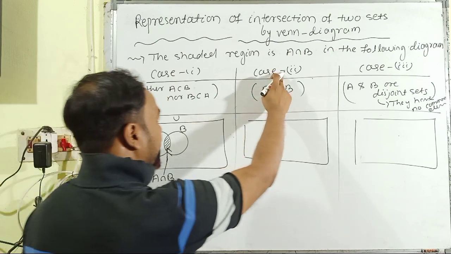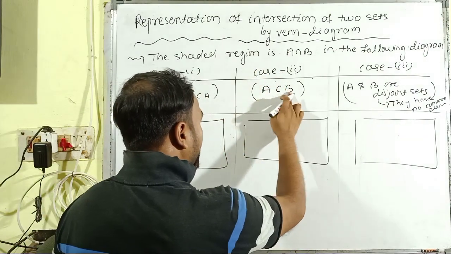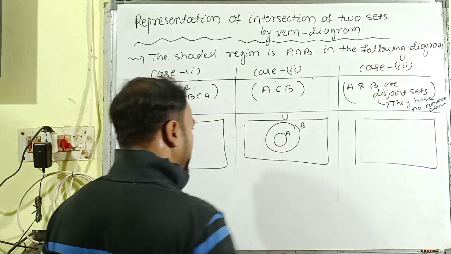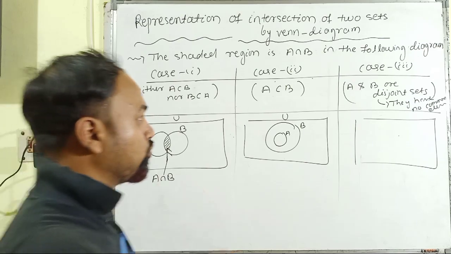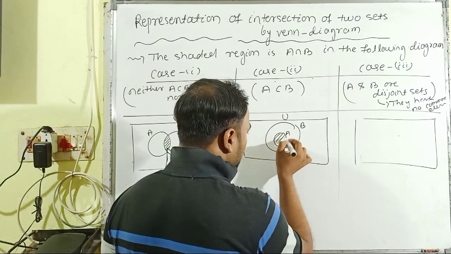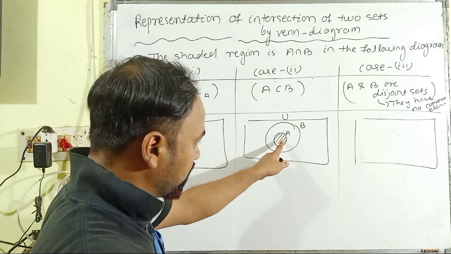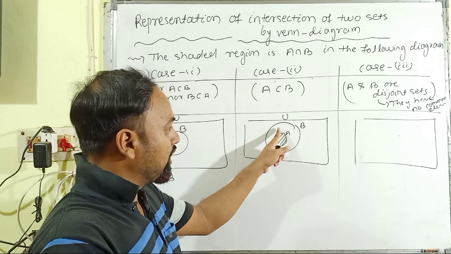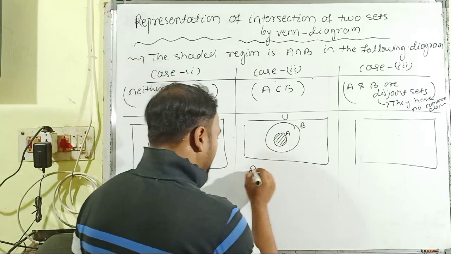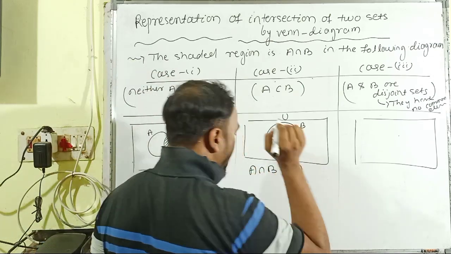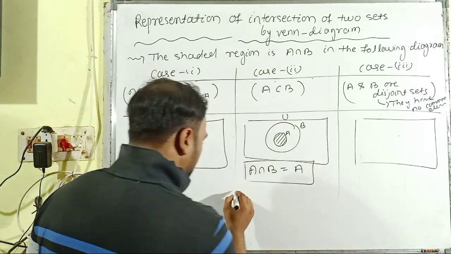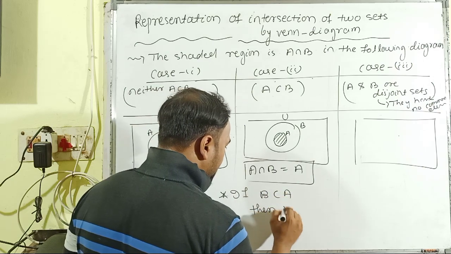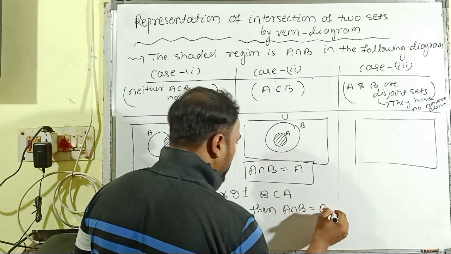Now moving towards the second case, here A is a subset of B. Here it is the set A and here it is the set B, and we have to find the common elements between the two sets A and B. These shaded regions are present in A as well as in the B set. So here A intersection B is equal to A set. You have to remember, if B is a subset of A, then in this case A intersection B is equal to B set.